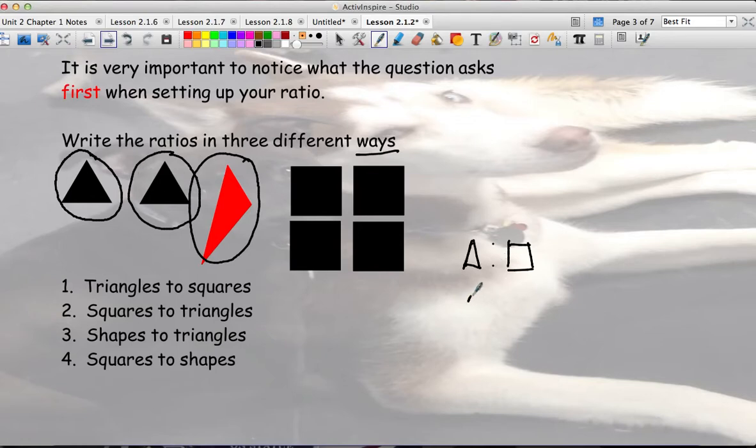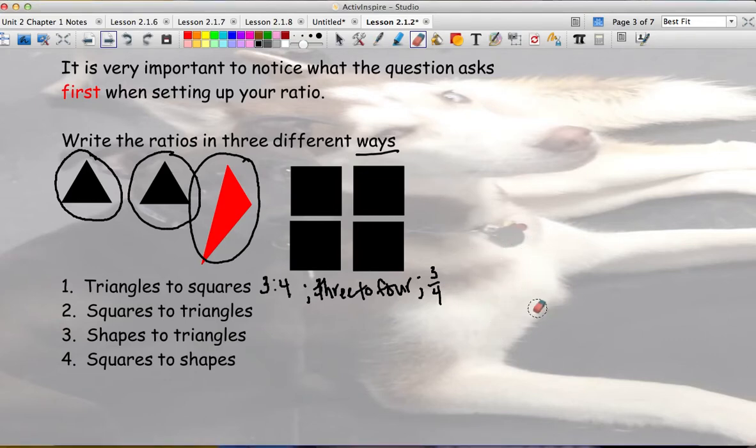So in this case, I have 3 triangles to 1, 2, 3, 4 squares. So the first way I can write it is 3 to 4. Then I can write it as 3 over 4. And when you write it in words, you need to write everything in words. So the numbers and everything. So 3 to 4, or you can write it as 3 to 4.